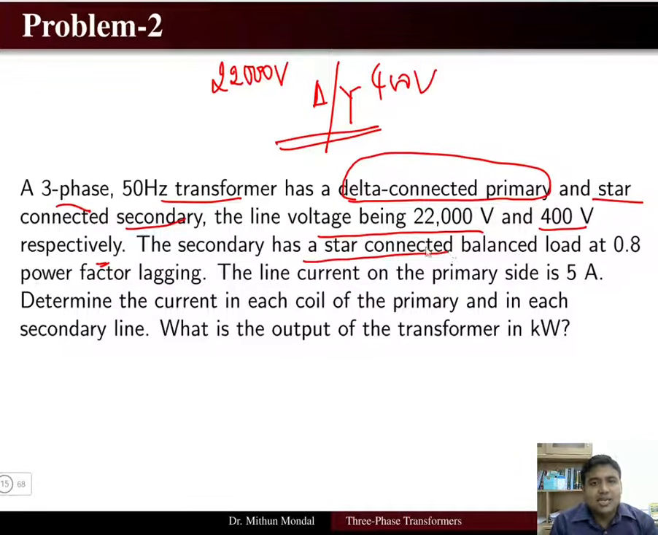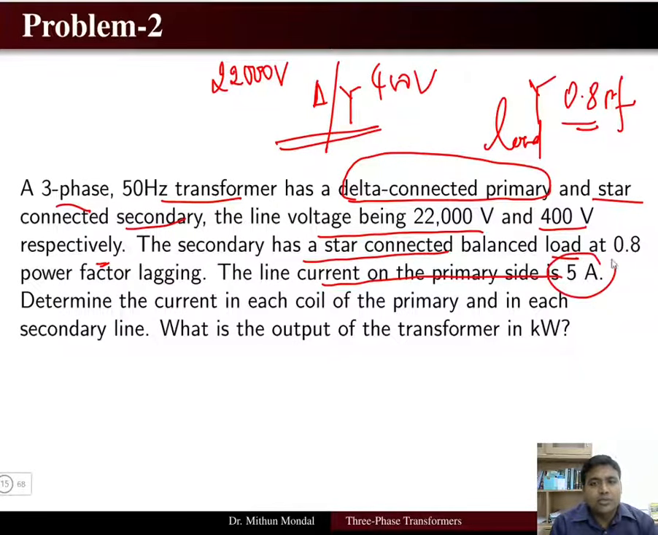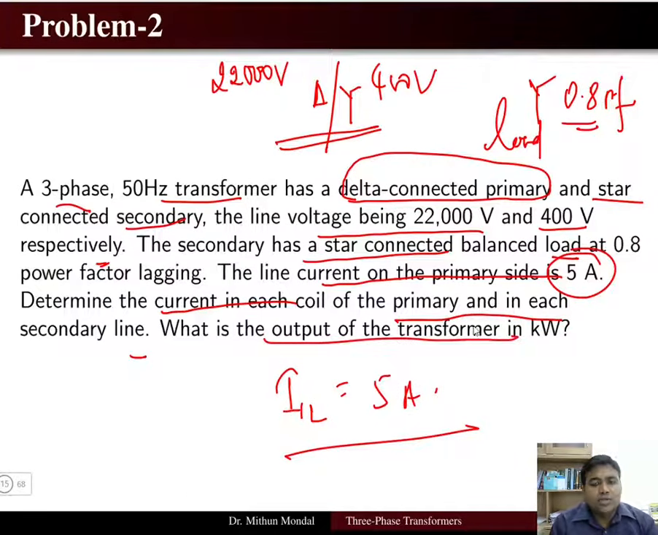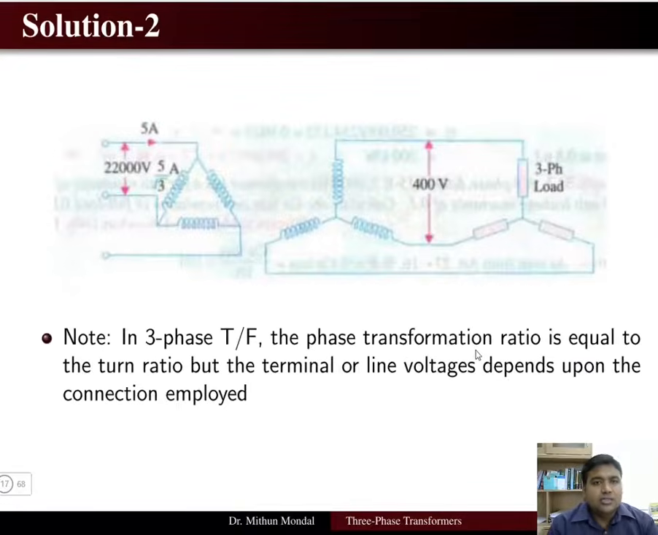The secondary has a star connected balanced load. So the load information is given, which is a star connected load, and it is at 0.8 power factor lagging condition. So this is the information of the load. The line current on the primary side is 5 ampere. So basically the current that is flowing on the primary line is 5 ampere. Determine the current in each coil of the primary and each secondary line. What is the output of the transformer in kilowatt? So power output we have to calculate and the current we have to calculate for the coil.